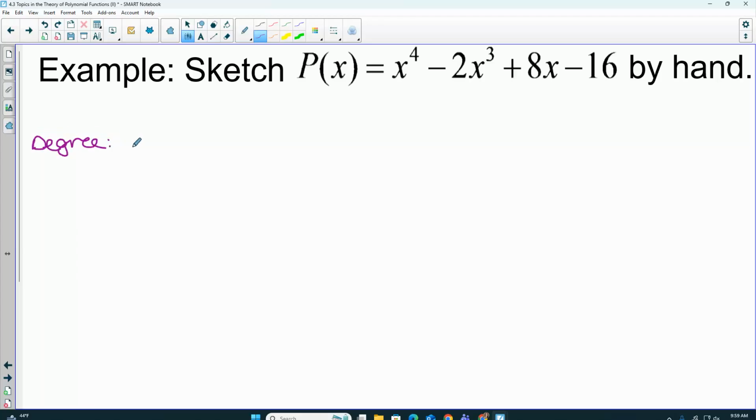What is my degree, my highest power? My end behavior, we have a positive x to the fourth, so what's the end behavior? Like a parabola. Okay, our zeros. All right, this is a little bit harder because it's not factored. We can factor them if I give you the first zero. That's what we were doing yesterday, but I didn't even give you the first zero. Is there any other way we could factor this? Grouping.